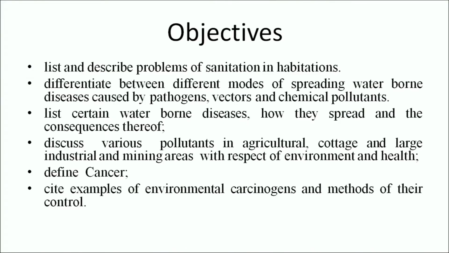The objectives for this lesson are: list and describe problems of sanitation and habitation; differentiate between different modes of spreading waterborne diseases caused by pathogens, vectors and chemical pollutants; list certain waterborne diseases, how they spread and the consequences thereof; discuss various pollutants in agriculture, cottage and large industries and mining areas with respect to environment and health; define cancer; cite examples of environmental carcinogens and methods for their control. I will be talking about how our health is being affected by the deteriorating environmental conditions.